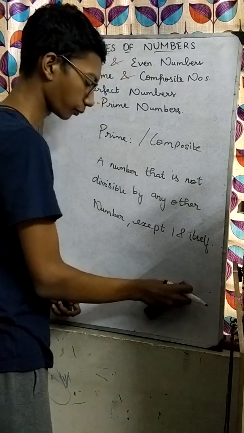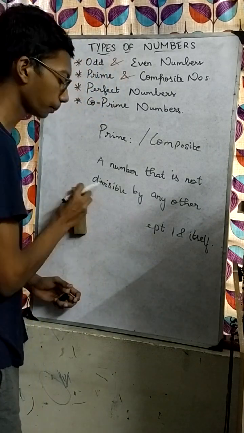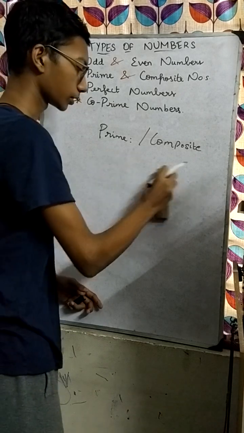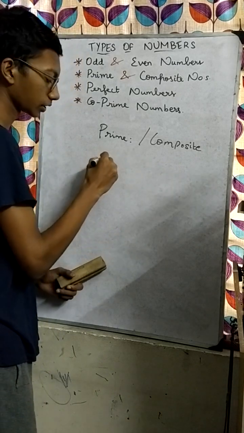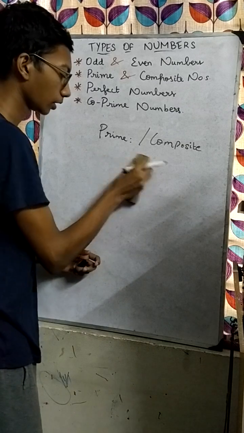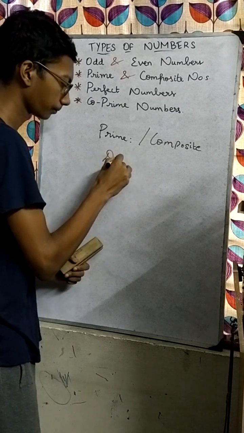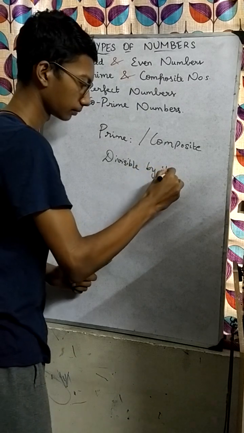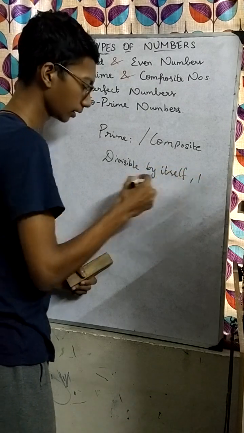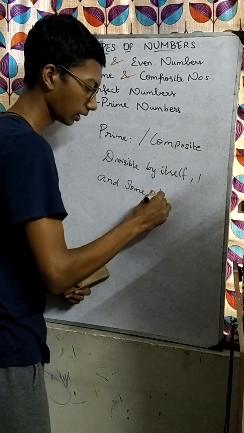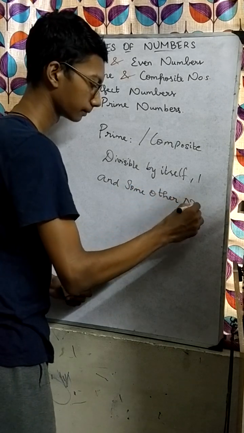Now the opposite of prime numbers, that is composite numbers. Composite numbers are numbers that are divisible by itself, 1 and some other numbers, like we saw with 14.